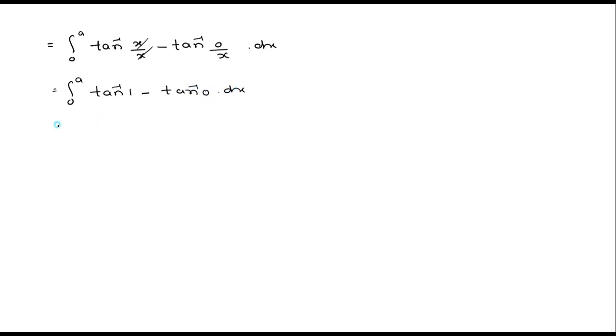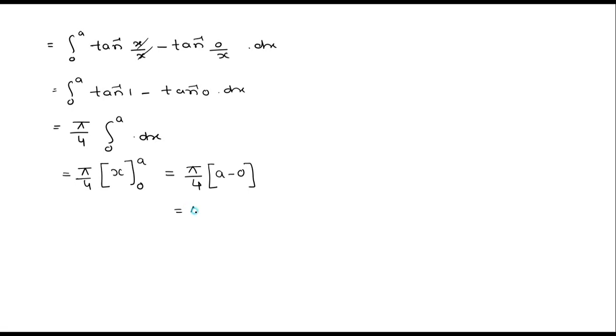Tan inverse of 1 is pi by 4 and tan inverse of 0 is 0, and here it is the constant. So let me take pi by 4 constant out of the integral sign. 0 to a dx. There is no function, means it is 1. So integration of 1 is x. So pi by 4 x from 0 to a. Substituting the limits, pi by 4 a minus 0 is equal to pi by 4 a.